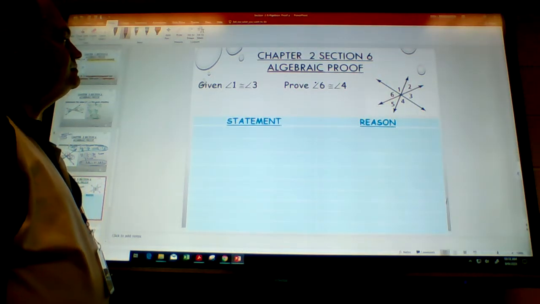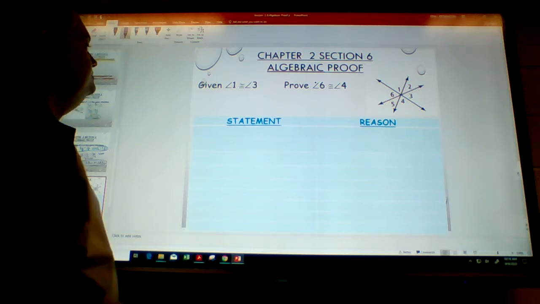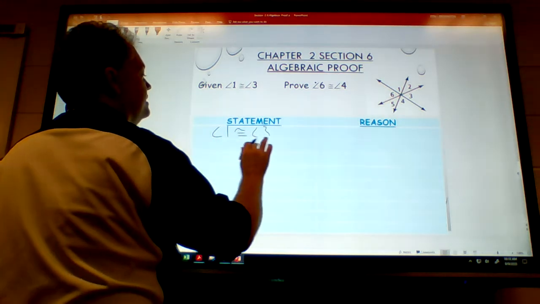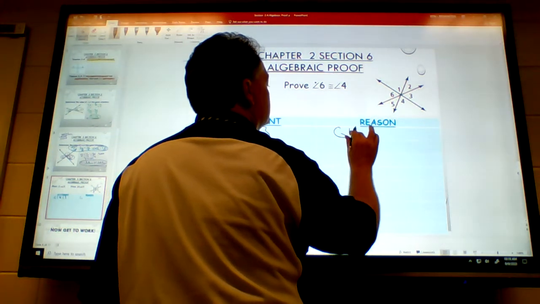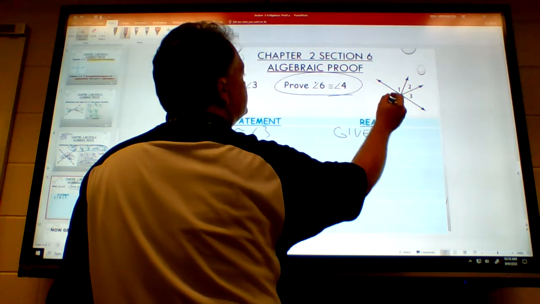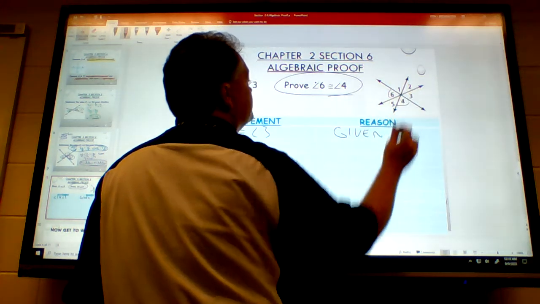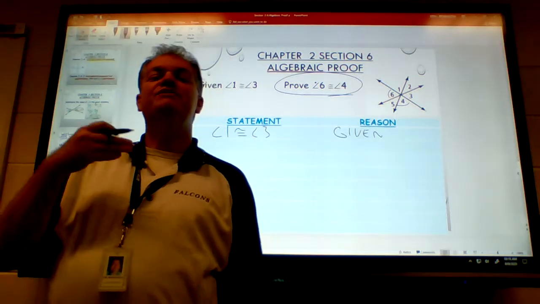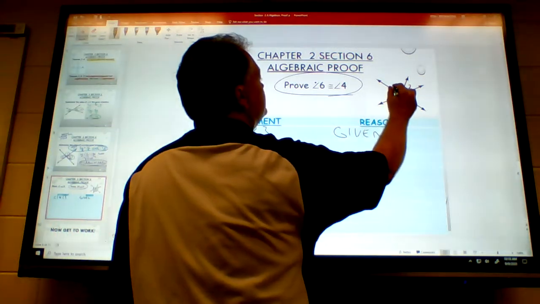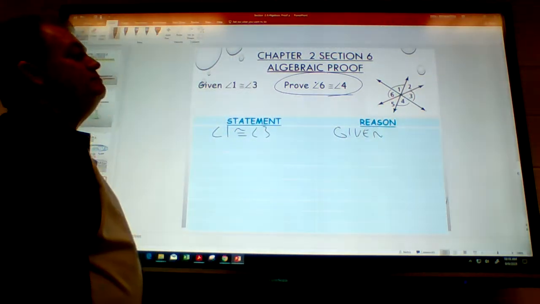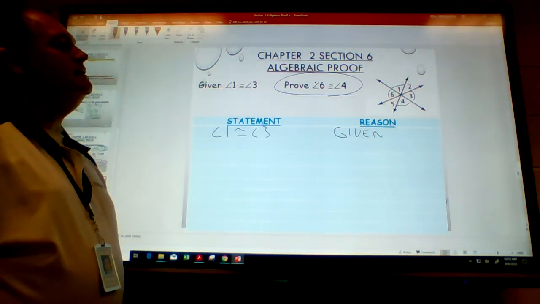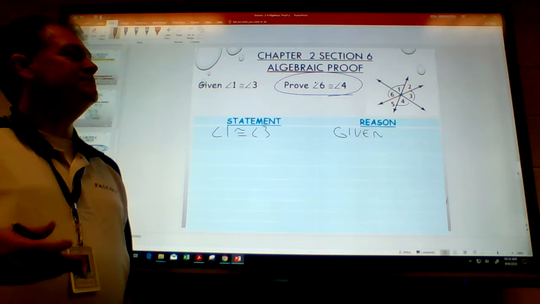All right, now, here's what I'm given. I'm given that angle 1 is congruent to angle 3, and I'm trying to prove that angle 6 is congruent to angle 4. That's what I'm trying to prove. Always use your diagram. Give yourself a visual. I'm even going to draw on there that angle 1 is congruent to angle 3. I'm doing those in black, and what I'm trying to prove in purple. Your diagram is there to aid you. It's there to help you.